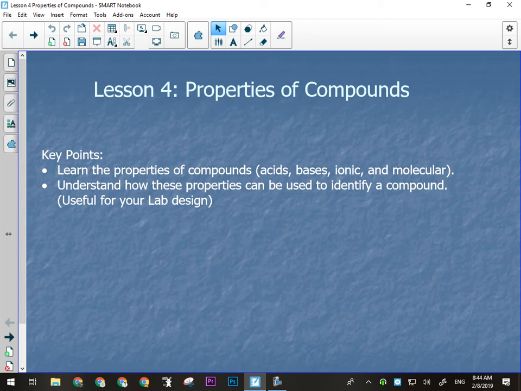All right. So we're going to look at the properties of compounds, acids, bases, ionic, molecular things. Understand how these properties can be used to identify a compound, and like we said, that's going to be useful when we start designing our lab next week.